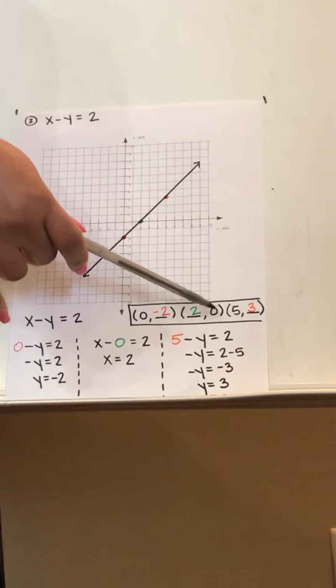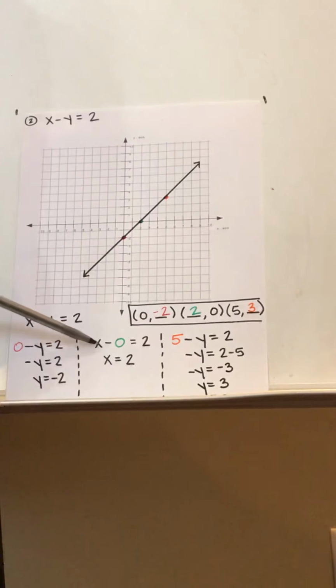The second point, it says let your y be 0. So in the same equation where y was, I let it be 0. So I have x minus 0 equals 2. So that's really gone, and you just have x equals 2. So my 2 will go in the point with the 0 for y.